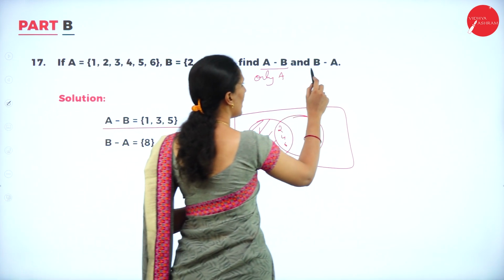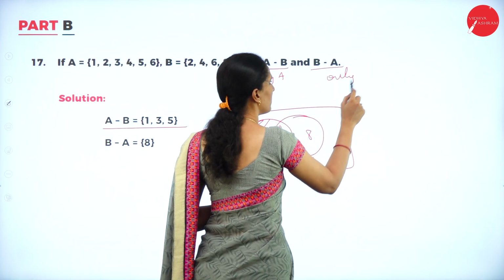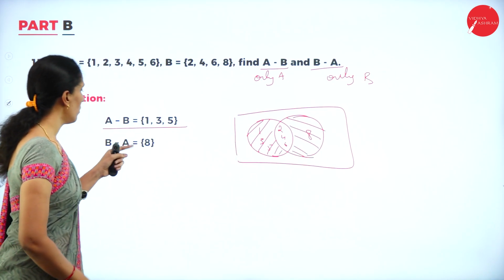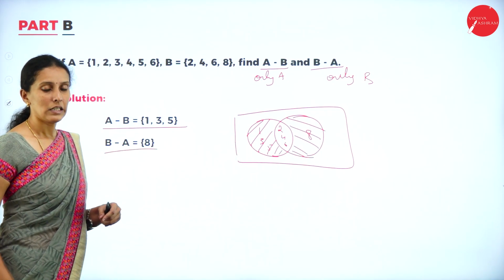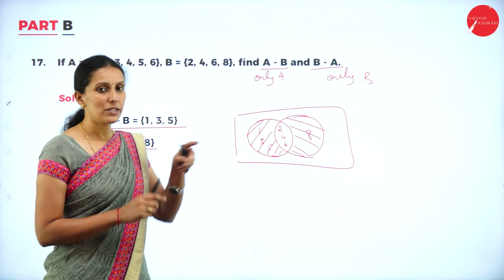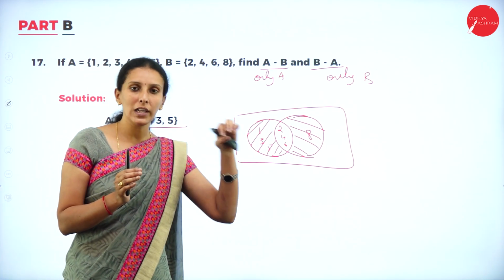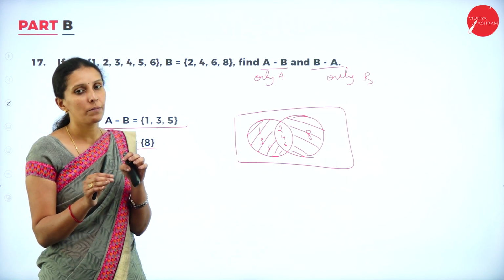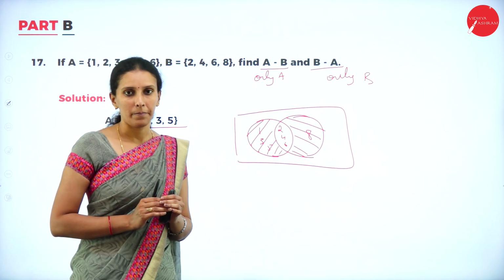Similarly, B minus A means only B. Only B elements are 8. So therefore, B minus A is {8}. So leaving the common elements from both the sets, if you write only the elements of A, it is A minus B. If you write only the elements of B, it is B minus A.